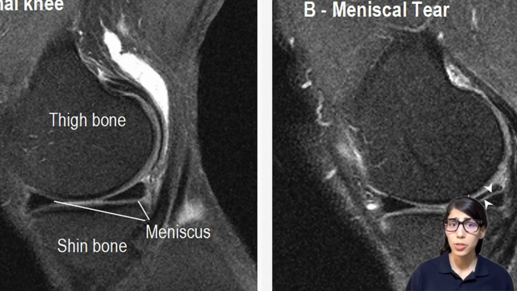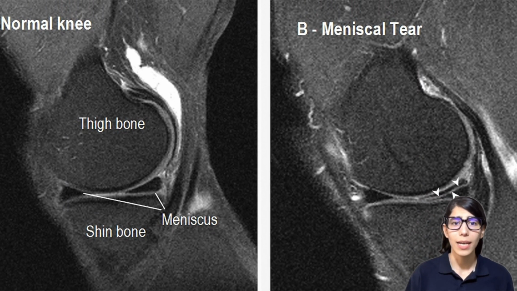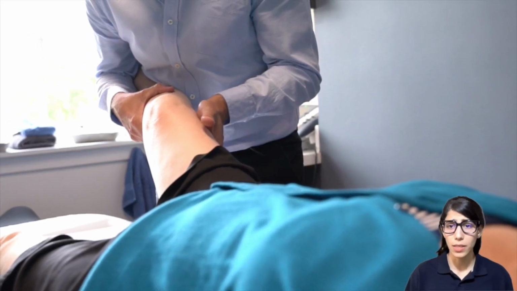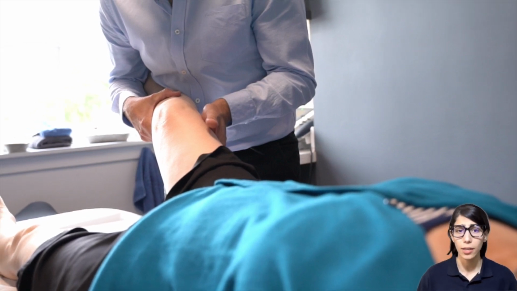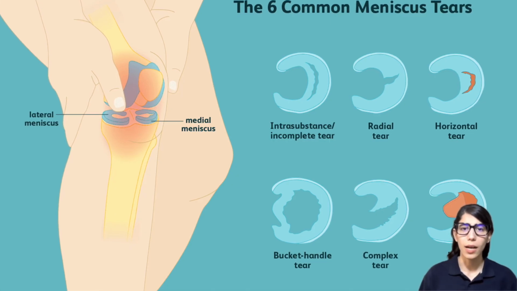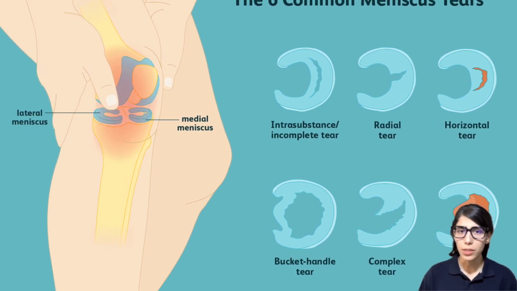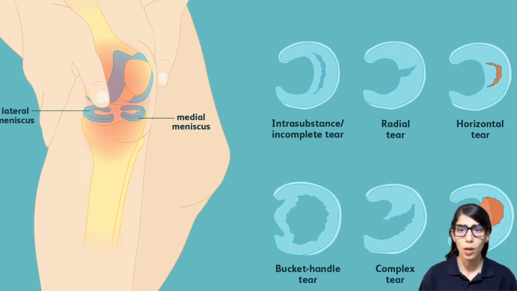Doctors may use imaging techniques such as MRI to visualize the tear and assess its characteristics. Physical examinations, including specific tests to evaluate range of motion and joint stability, also aid in diagnosis. Meniscus tears can be characterized based on their pattern and severity. Common types include longitudinal, radial, bucket handle, and complex tears.